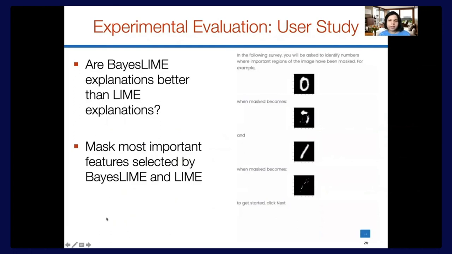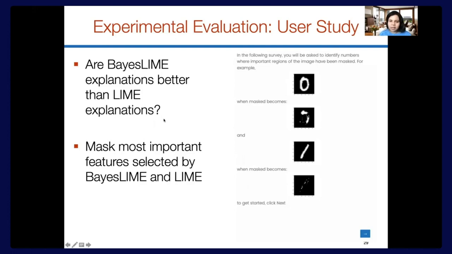And the last thing is we carried out a user study where we showed people images like this and then masked those images. People are given masked images, and I'll talk a little bit about how that masking is done. We ask them to recognize the exact digit behind that masked image. Okay, so that is the experiment. And what is this trying to tell us? Our goal here is to understand: are Bayes Lyme explanations better than Lyme explanations?